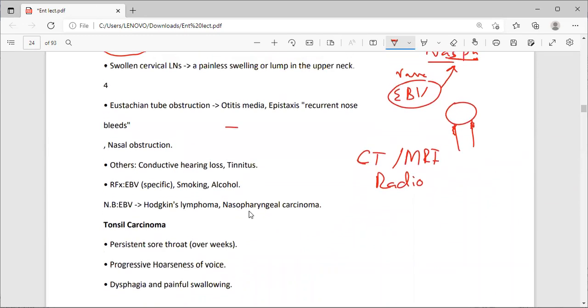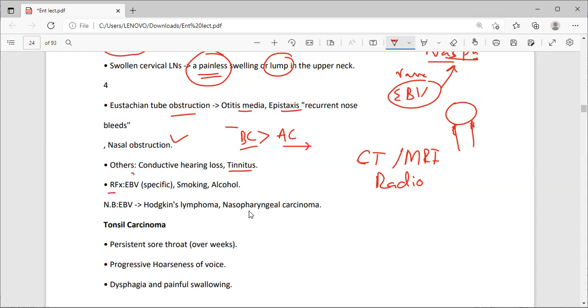Now let's read out. Swollen cervical lymph nodes, painless swelling, painless. This is very important. And lump in the upper neck. Okay, there will be lump. Eustachian tube obstruction. I told you otitis media, epistaxis, recurrent nose bleeds, nasal obstruction, conductive hearing loss, tinnitus. Okay, so the air cannot basically pass through, the air conduction will be less than the bone conduction. So there will be conductive hearing loss on the same side where it is growing.